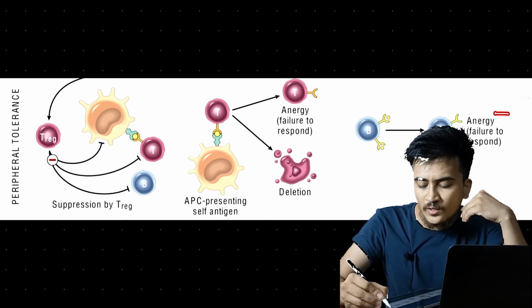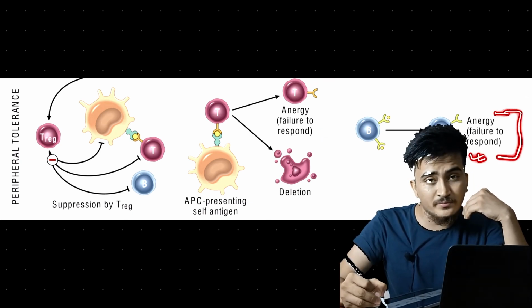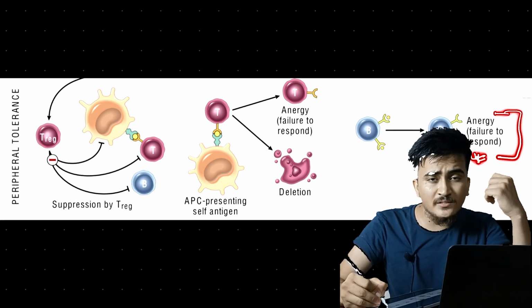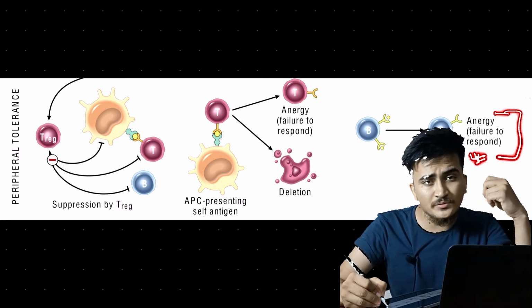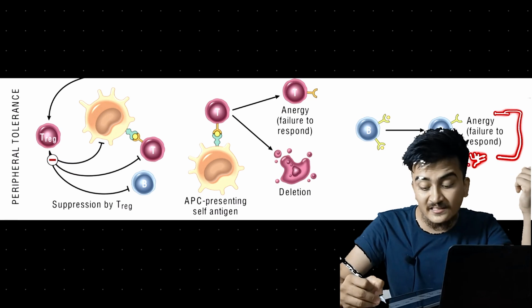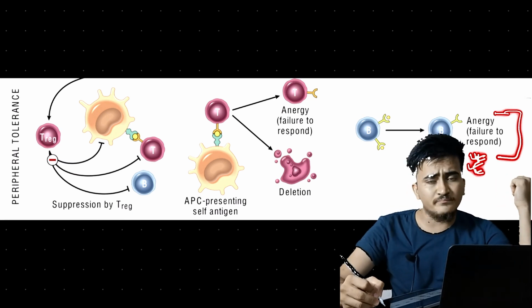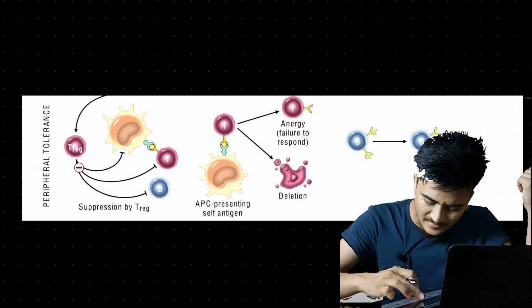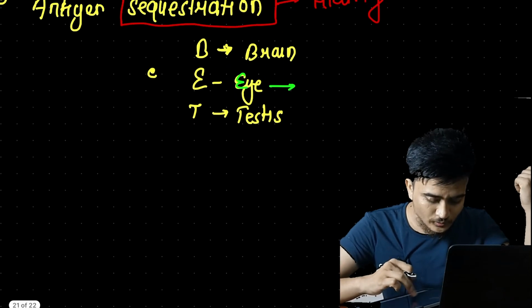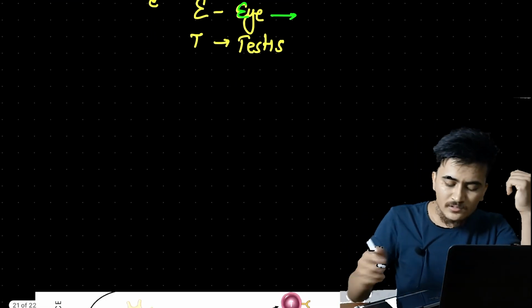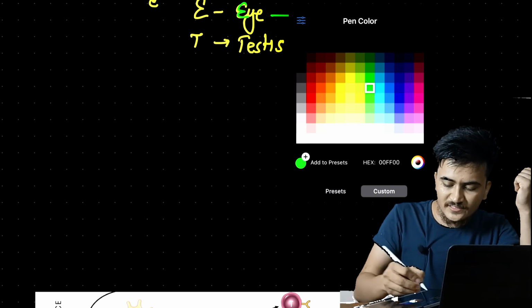And what about B cell anergy? If there is less interaction between CD40 and CD40 ligand, then there will be the condition of B cell anergy. And this was all about peripheral tolerance. Now let us recall each and every condition that we have discussed till now.